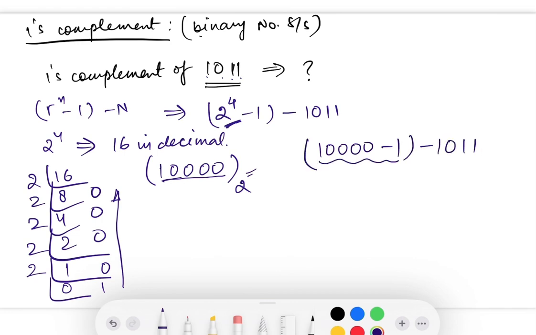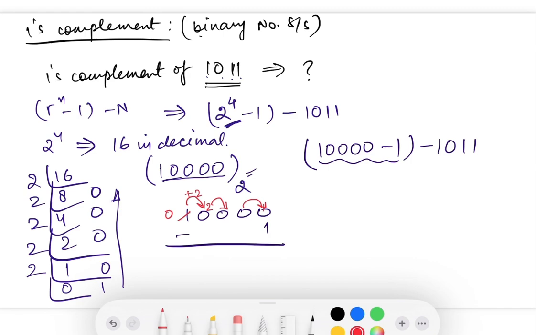What is this number? We have already learned subtraction in the binary number system. Let's subtract it here. Now, borrow. 0 cannot give borrow to 0, so we will take borrow from this 1. This 1 will be 0 and this 0 will be 2. Now this 2 will give borrow to this.